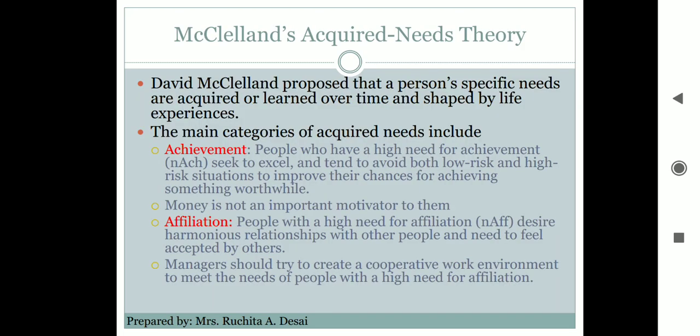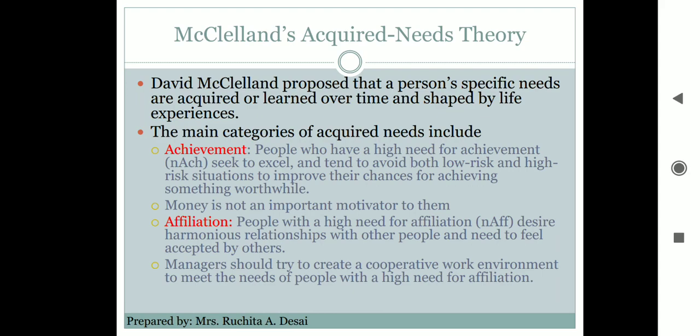The next is McClelland's acquired needs theory. It proposed that a person's specific needs are acquired or learned over time and shaped by their experiences. This theory says that the needs of people are changed by their experience.